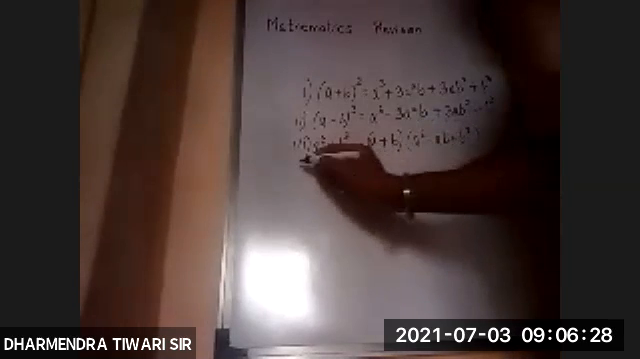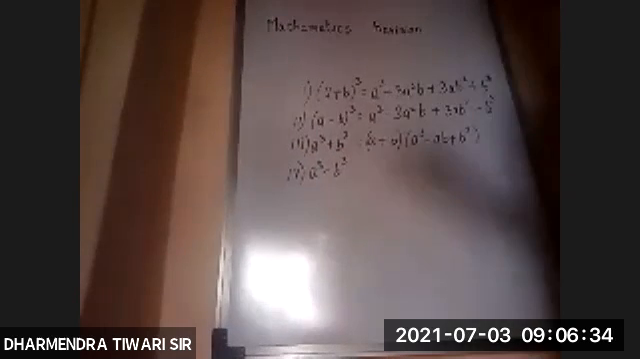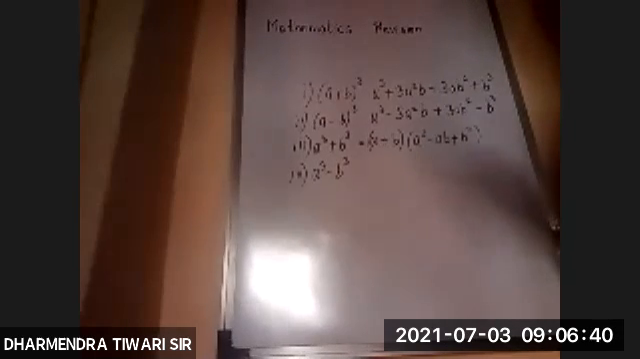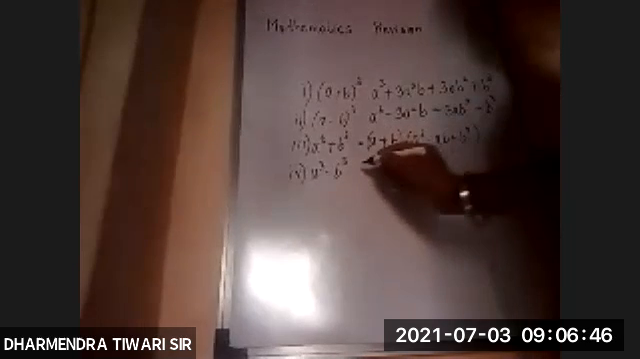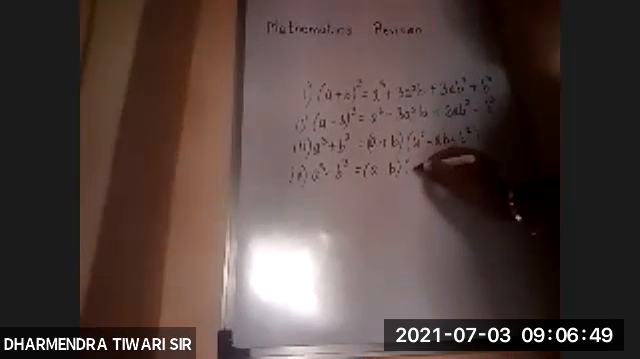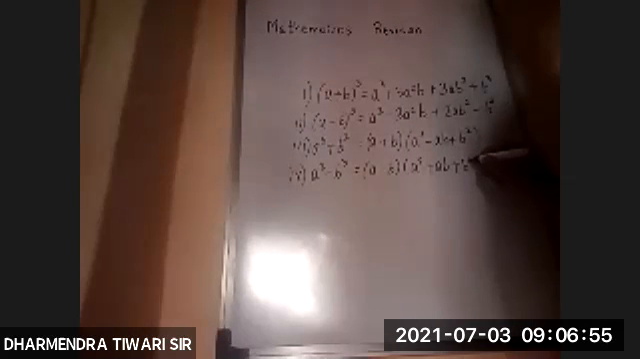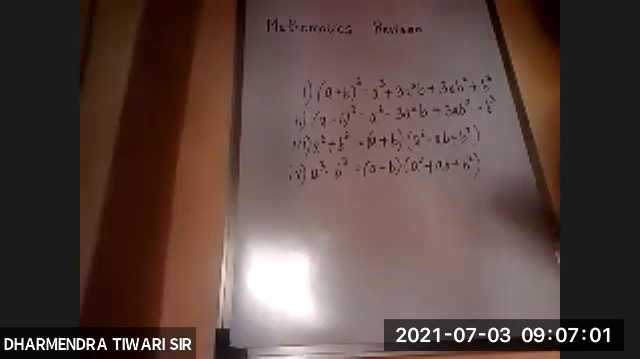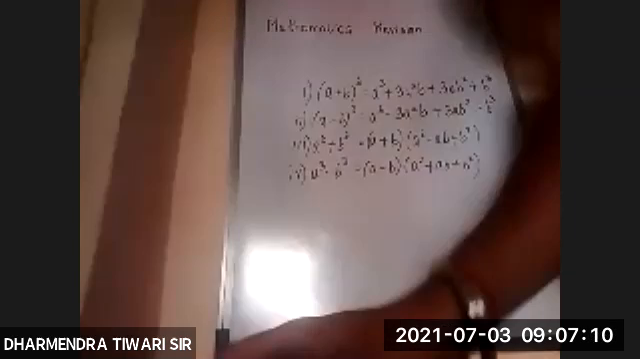Next, a cube minus b cube. The formula for this is a minus b in bracket a square plus ab plus b square. Just remember these formulas. We can easily deal with the expressions that are going to follow now. Hope you have copied it.